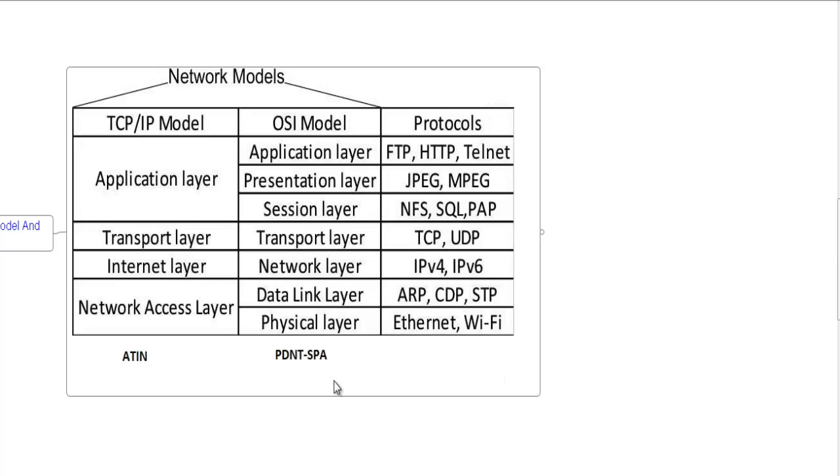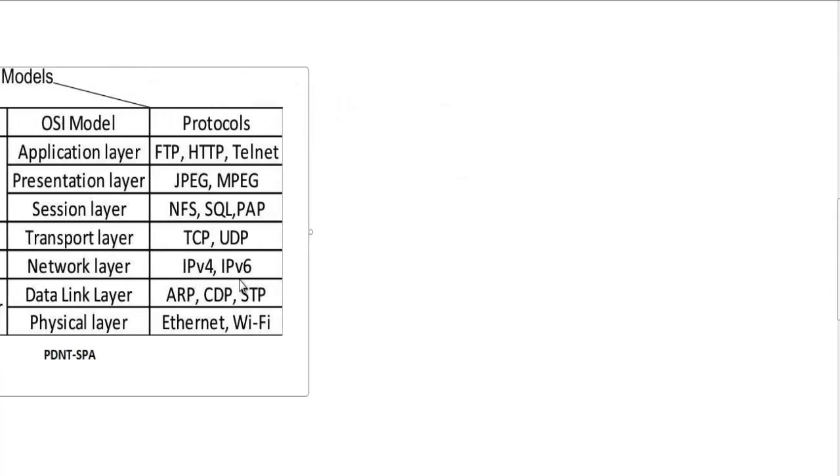Remember this: FTP, HTTP and Telnet protocols work on the application layer. JPEG and MPEG, all the conversion protocols, work at presentation layer. And at physical layer, Ethernet and Wi-Fi, all the physical wire connections take place here. Let us try to understand with one more picture.